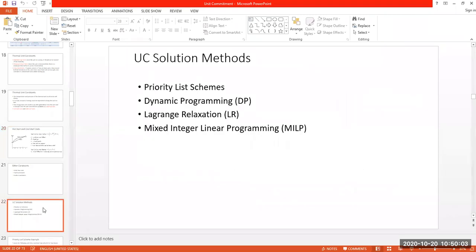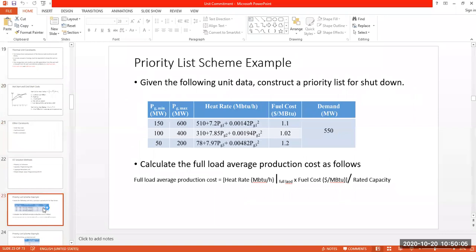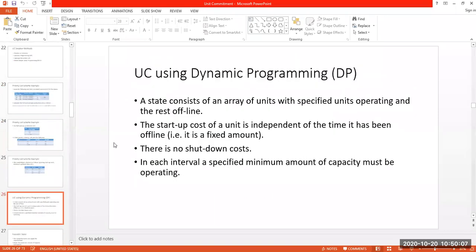But for this example, we are making one simplifying assumption: that the startup cost is a fixed value, independent of the time the unit has been kept offline. So it is a fixed amount. The value will be given to us and we will use that value for our calculation purposes. Also, it is assumed here that there are no shutdown costs.